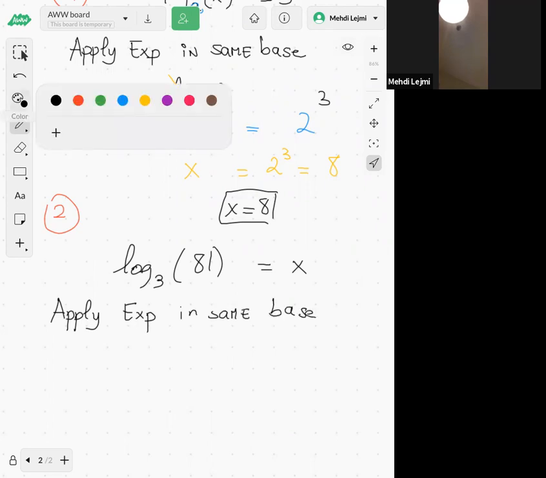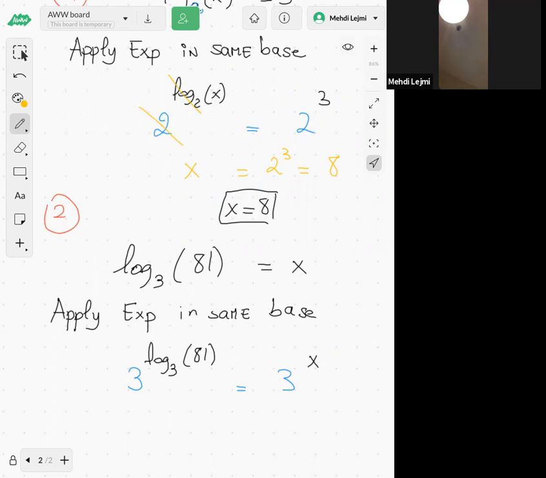Same base. My base is 3, so I got 3 here on the left. I got 3 on the right, and the powers, the exponents. So the exponent here is log in base 3 of 81, and the exponent on the right is the x, and then my exponential base 3 and the log base 3, they cancel out. So now it's just 81 on the left, and that's 3 to the power x on the right.